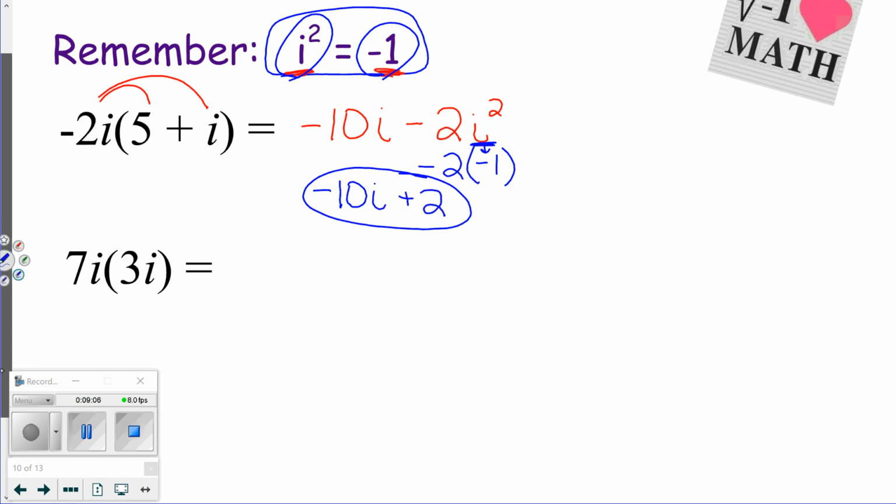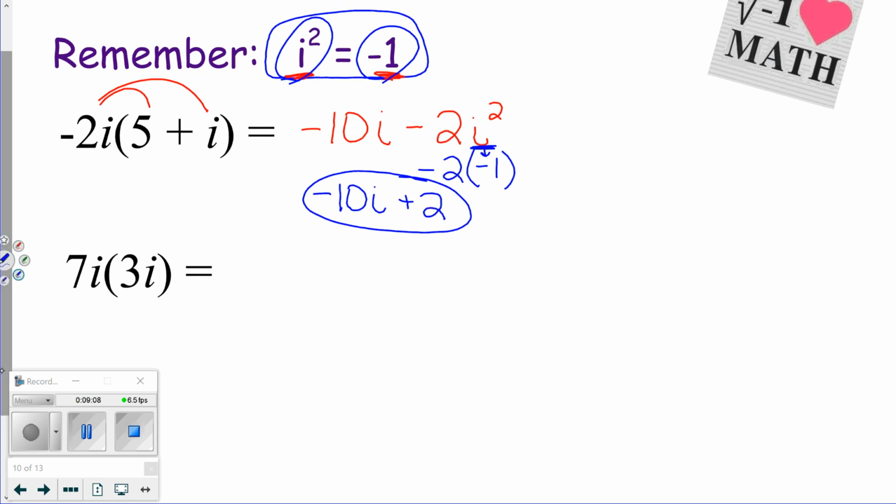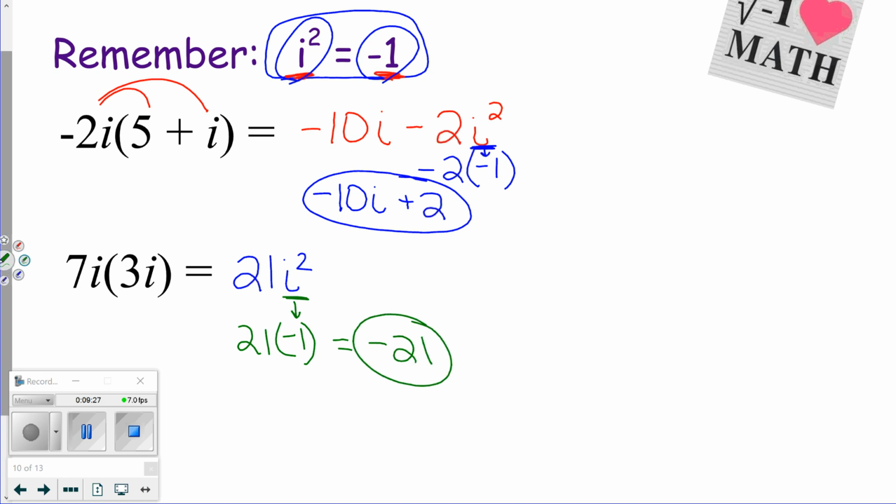Okay, looking at the next one, it's just 7i times 3i. Well, that would give you 21i squared. And I know I can't leave an i squared, right? We need to replace that with -1. So that's going to be multiplied by 21. And then 21 times -1 gives me a -21. So anytime you see i squared show up in a problem, we can't leave that. Replace your i squareds with -1s and then finish simplifying.